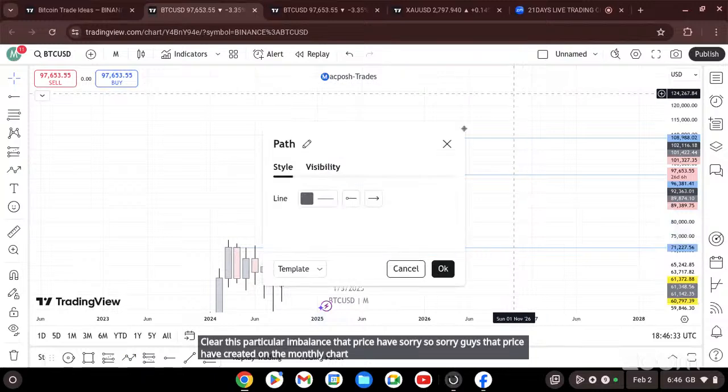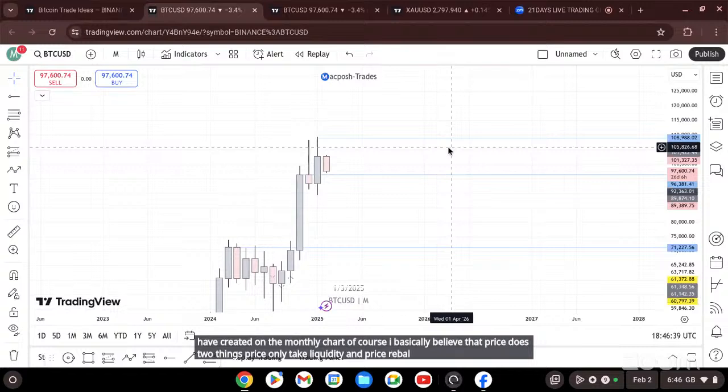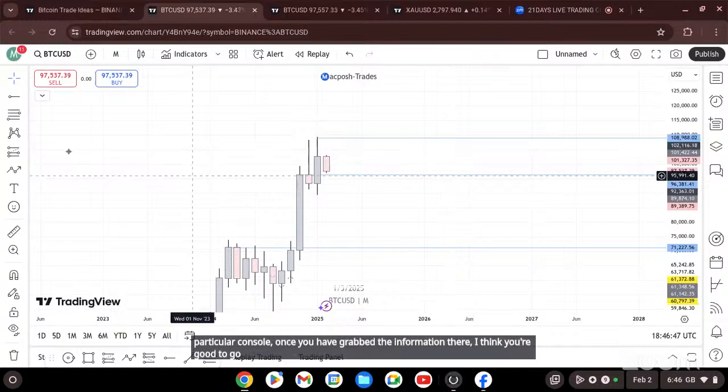Because I basically believe that price does two things. Price only takes liquidity and price rebalances imbalance. That is basically the two things that price does. And once you have grasped that particular concept, once you have grasped the information there, I think you are good to go. So two things is what I'm anticipating.